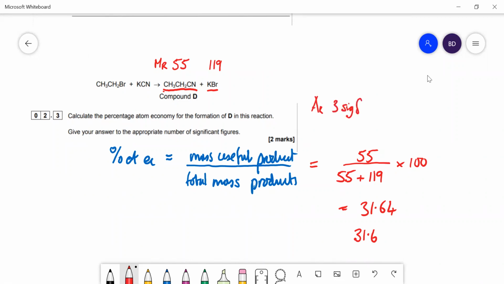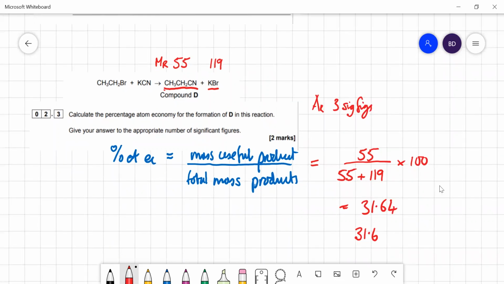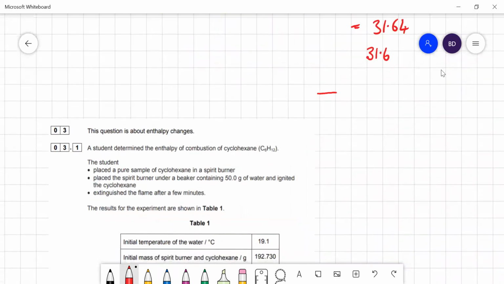Okay, so that's the correct number of significant figures there. Right, enthalpy changes now.